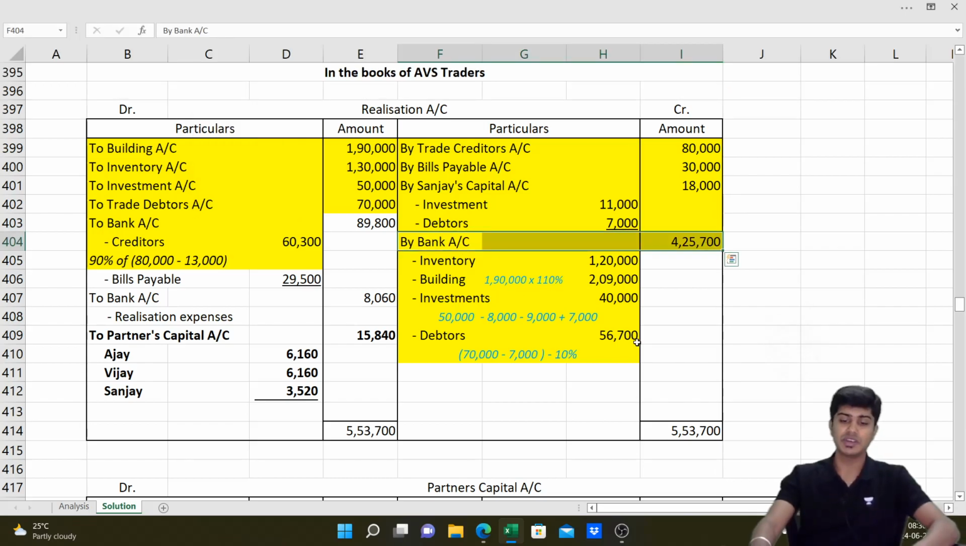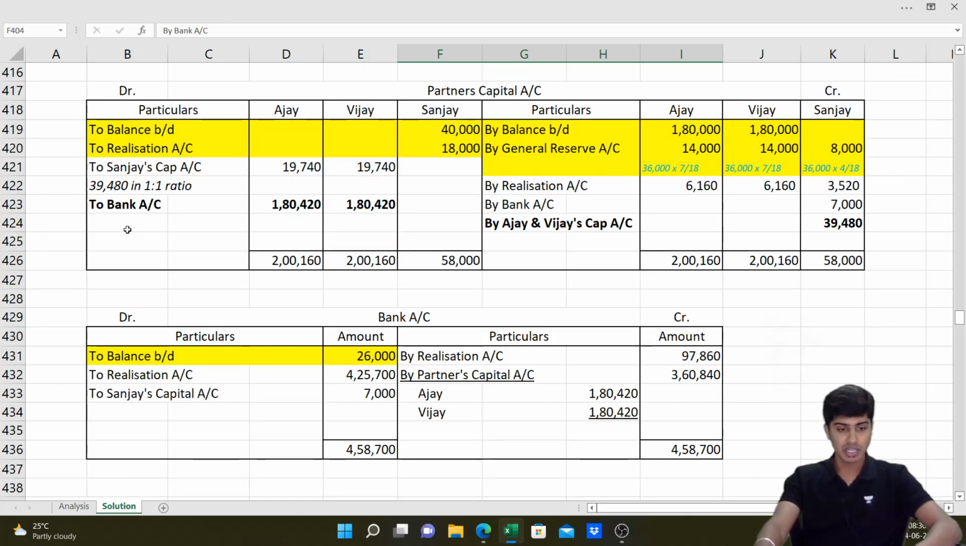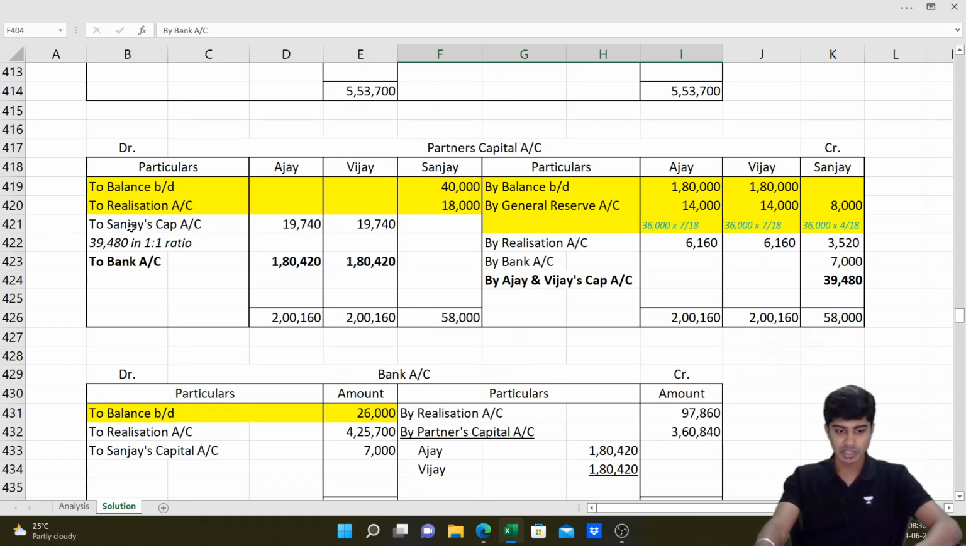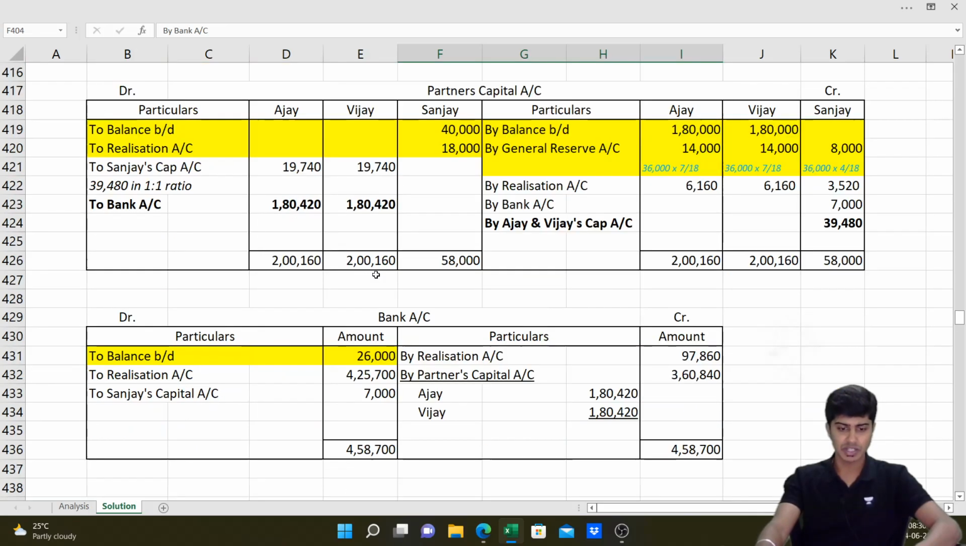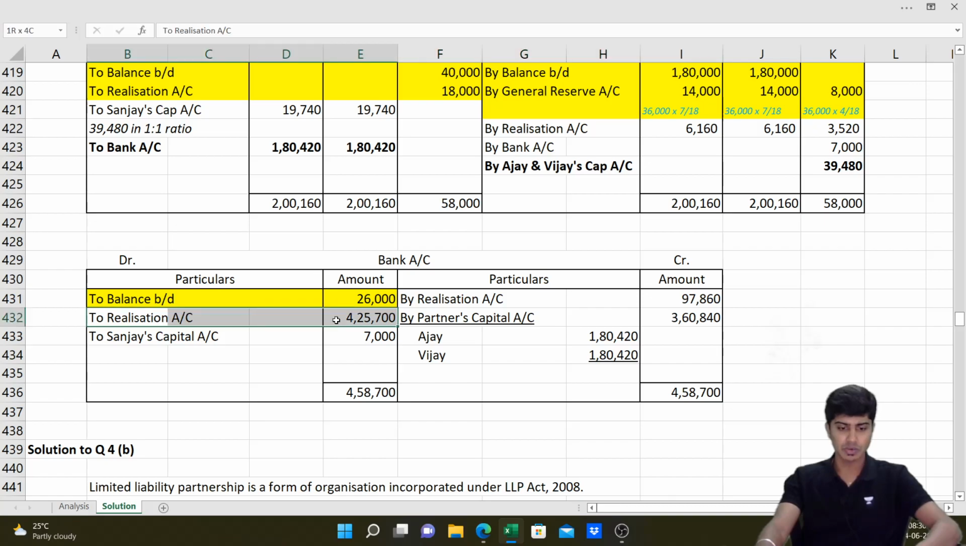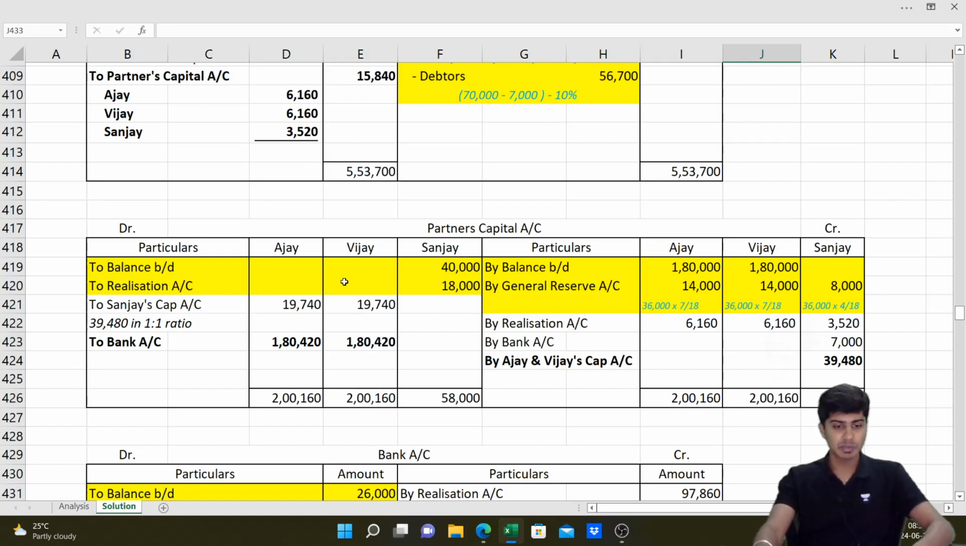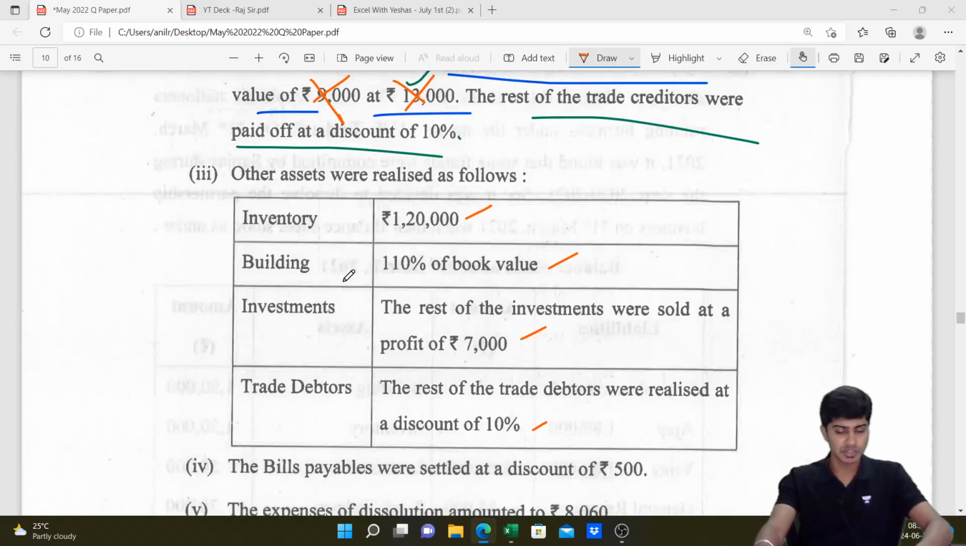This 4,25,700 I should write debit in my bank account. I'll write here realization account. How much? 4,25,700. Have a look. Realization account 4,25,700. Got it? And then here, payment is how much in that case? Payment we've still not done.